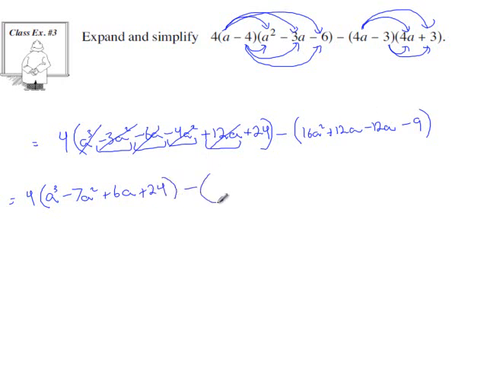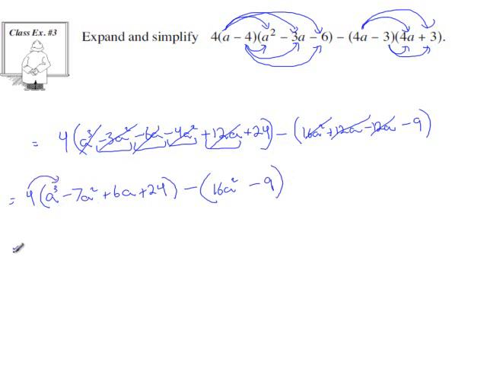Then minus, and simplifying inside this bracket, you have a 16a squared term. Your positive 12a and your negative 12a cancel out. Those are gone. And all that's left is a minus 9. Okay, now I can take this 4, it needs to be multiplied by that first bracket. So I'll multiply that out.